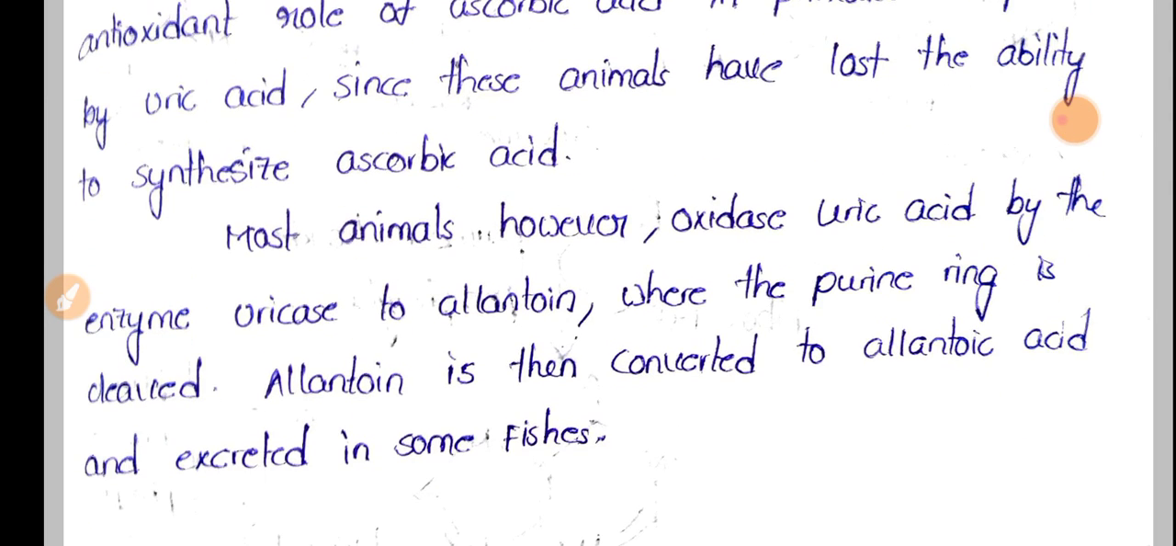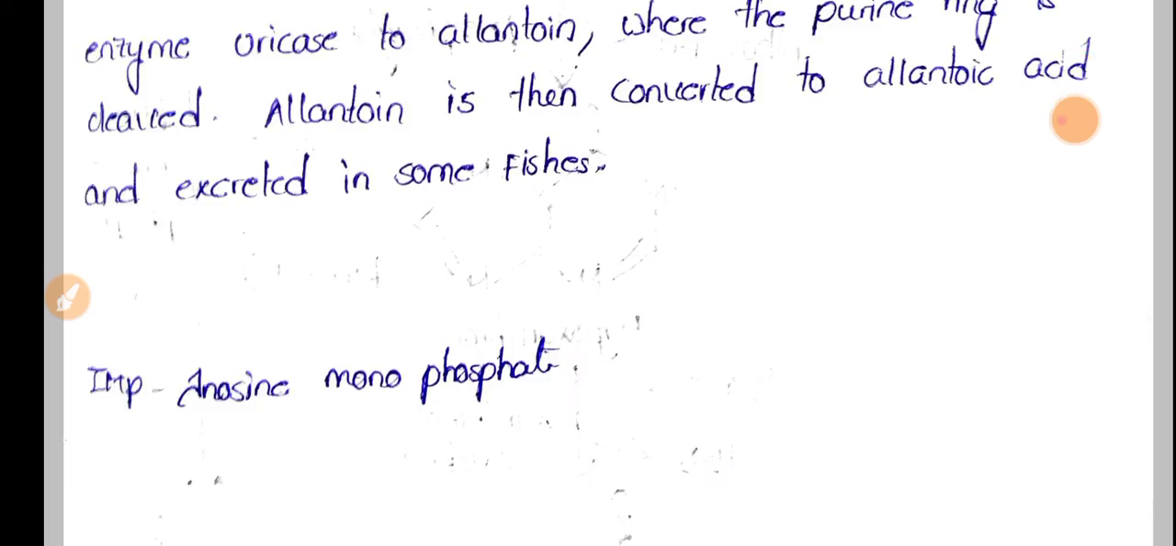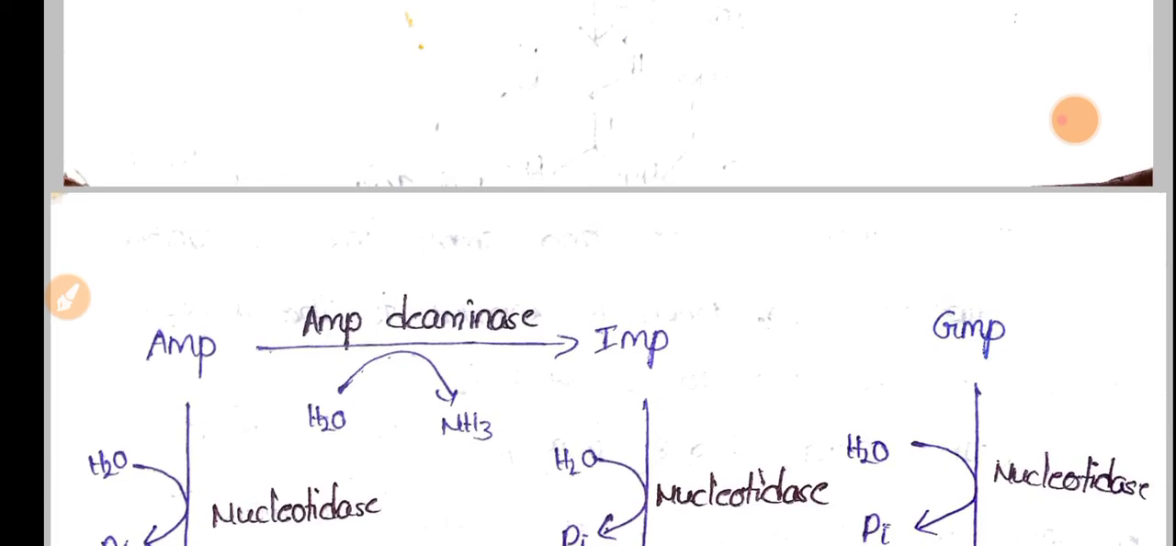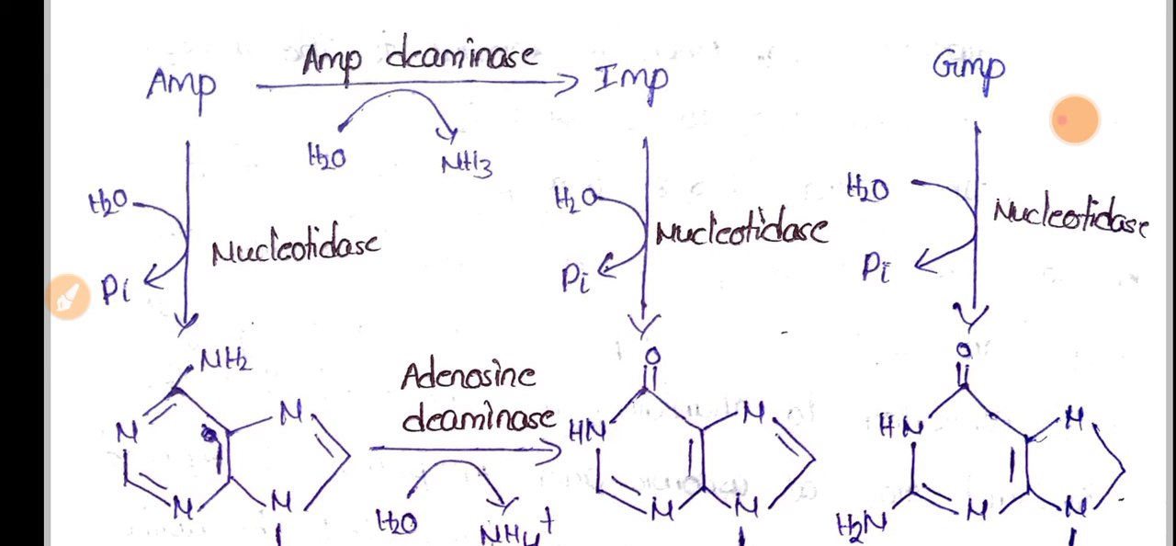Okay, so here most animals however oxidize uric acid by the enzyme uricase to allantoin, where the purine ring is cleaved. This allantoin is then converted into allantoic acid and excreted in some fish. So this is about this. Now once again see the reactions.